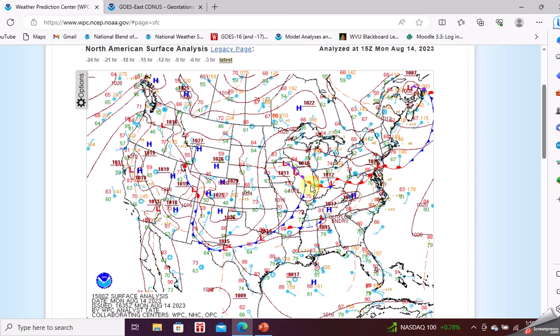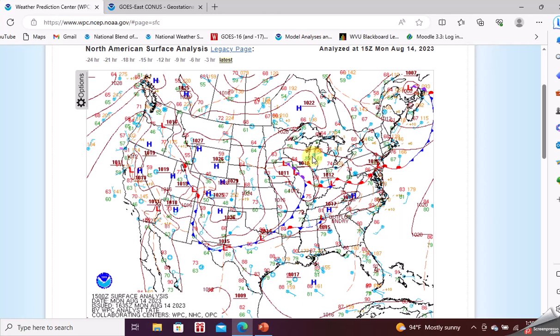You notice there was a lot of clouds and everything across parts of the Ohio River Valley into West Virginia. That's all right along this stationary boundary here. So you can see the fronts, the low pressure systems all play roles.